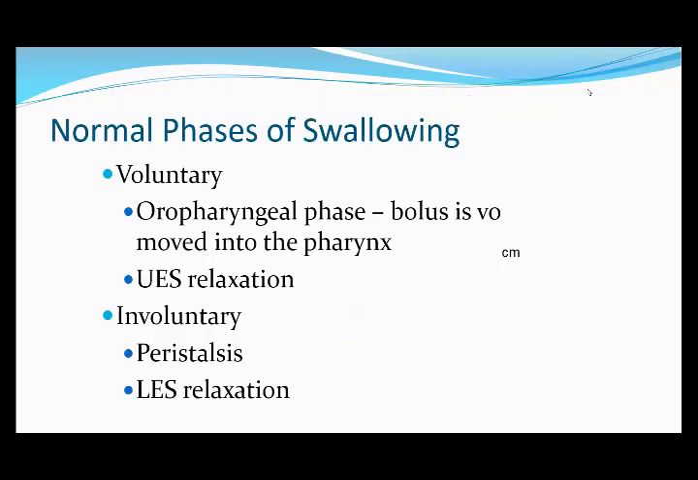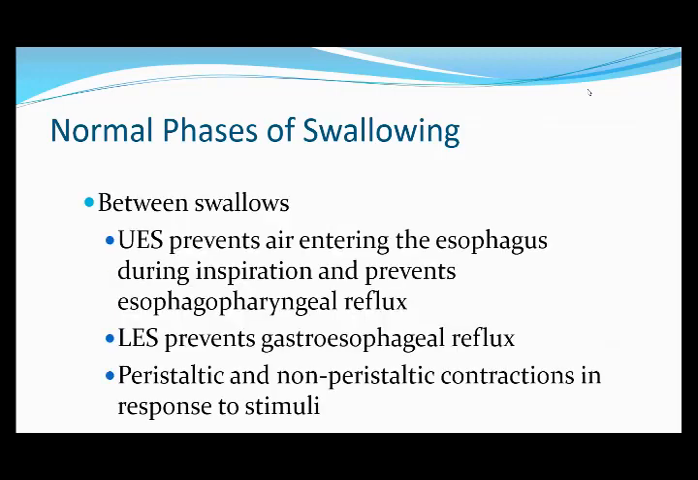The normal phases of swallowing are the voluntary phase, in which the bolus is moved into the pharynx and the upper esophageal sphincter relaxes, and next the involuntary phase, which is peristalsis in the esophagus and relaxation of the lower esophageal sphincter. Between swallows, the upper esophageal sphincter prevents air entering the esophagus during inspiration and prevents esophagopharyngeal reflux. The lower esophageal sphincter prevents gastroesophageal reflux.